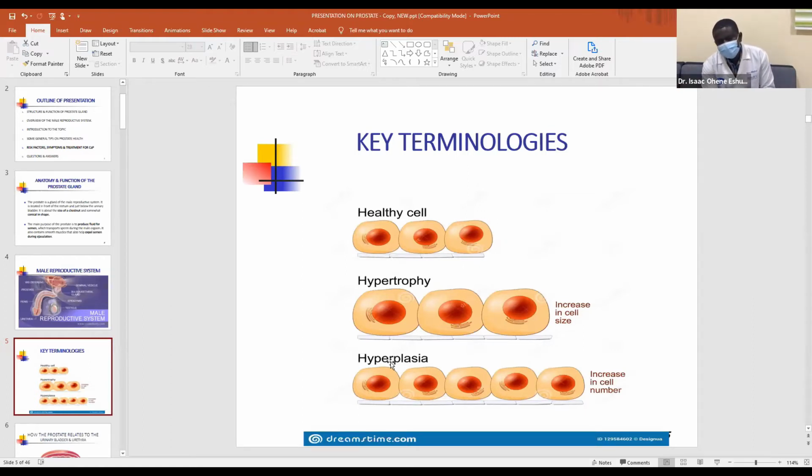The second term we are looking at is hyperplasia. Hyperplasia simply means the cell number has increased. As we go through this lecture, this term should stay with us, and that will help us appreciate the lecture the more.